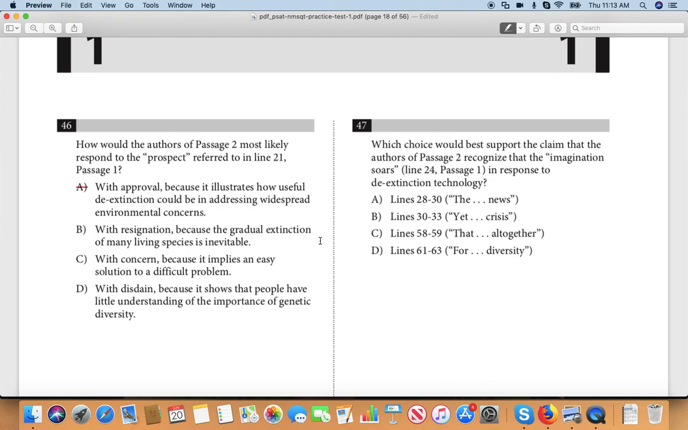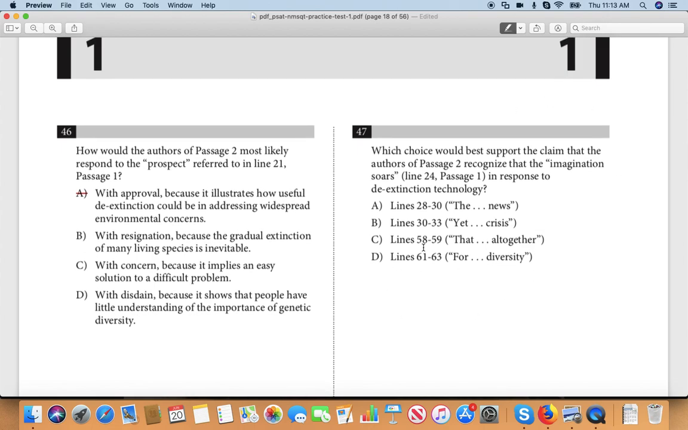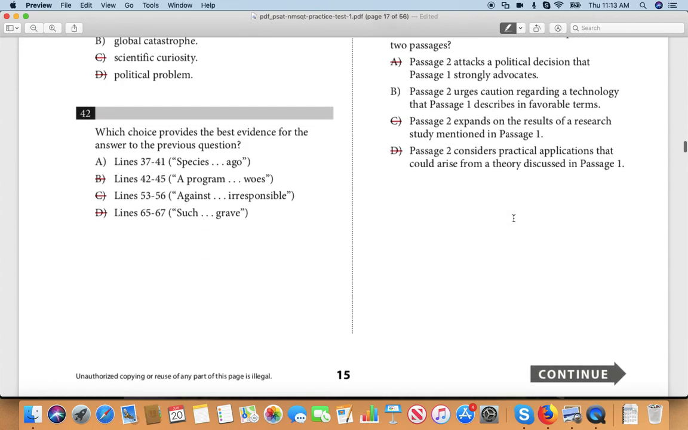I've got a great idea. Look at question 47. Okay. All right? Let's do it. I know on this one, on 46, it's not B, but let's read through the lines. Let's read through 28 through 30, and let's see if we can find out what's our evidence of how the author of Passage 2 responded to the prospect of de-extinction technology. Let's try. Okay. 28 through 30. Go ahead and read that.